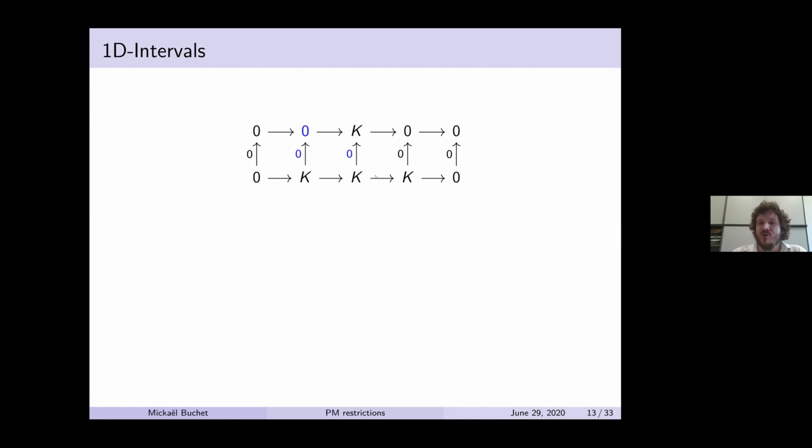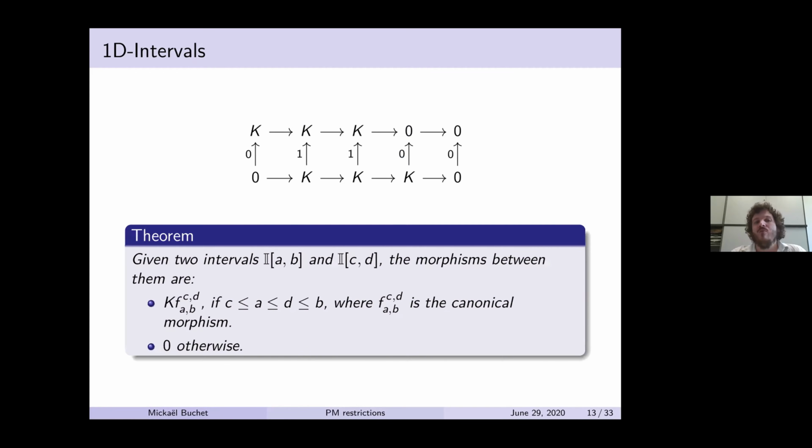And that will be an important tool. Actually, we can make it a theorem that if we have two intervals AB and CD, and I look at the morphisms that go from AB to CD, they only exist if C is less than A, is less than D, is less than B. And I have a canonical morphism that I can use.